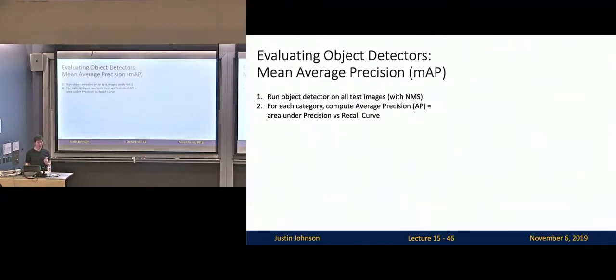Okay, so another thing we need to talk about: we've talked about a way to compare individual boxes using this IOU metric, but we also need some kind of overall performance metric to tell us how well our object detector is doing on the test set overall. This was actually a fairly trivial thing to do for the image classification task.